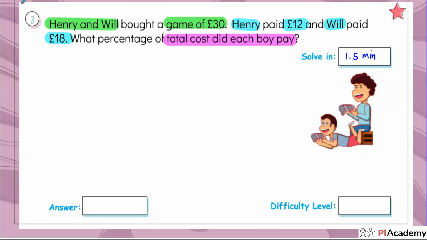So first of all, as per the percentage formula, we know how to find the percentage. That is part divided by whole times 100, right? So this way you can find the percentage. Let's start with Henry, okay? So we are calculating for Henry. How much was paid by Henry? Henry paid £12. And what is the total? Total is 30, and it is also mentioned in the question, and times by 100. So we have to figure out what it will be, right?